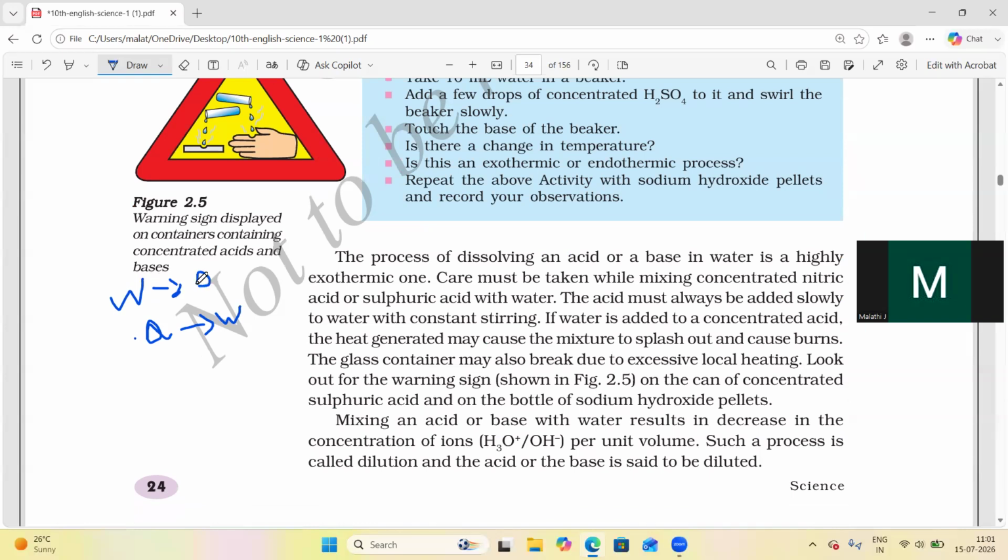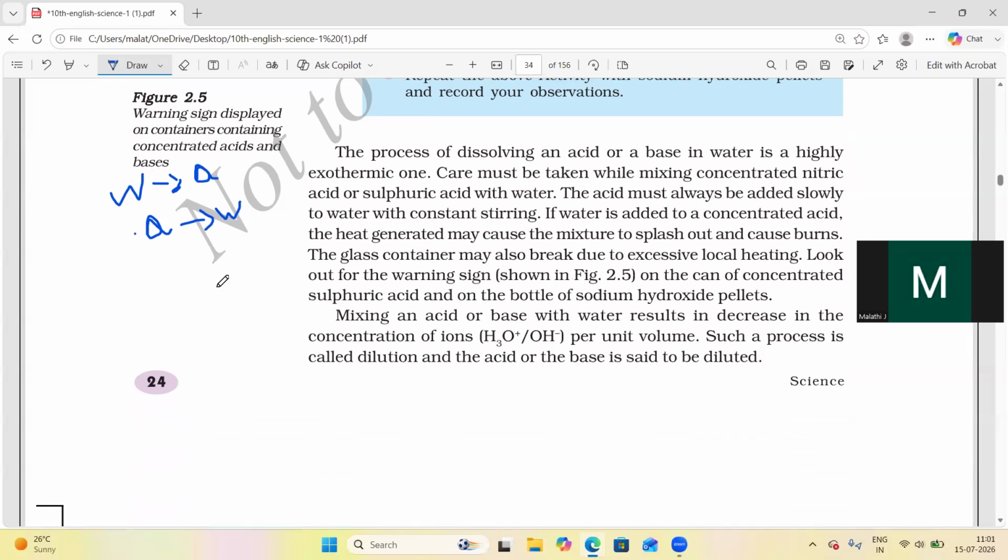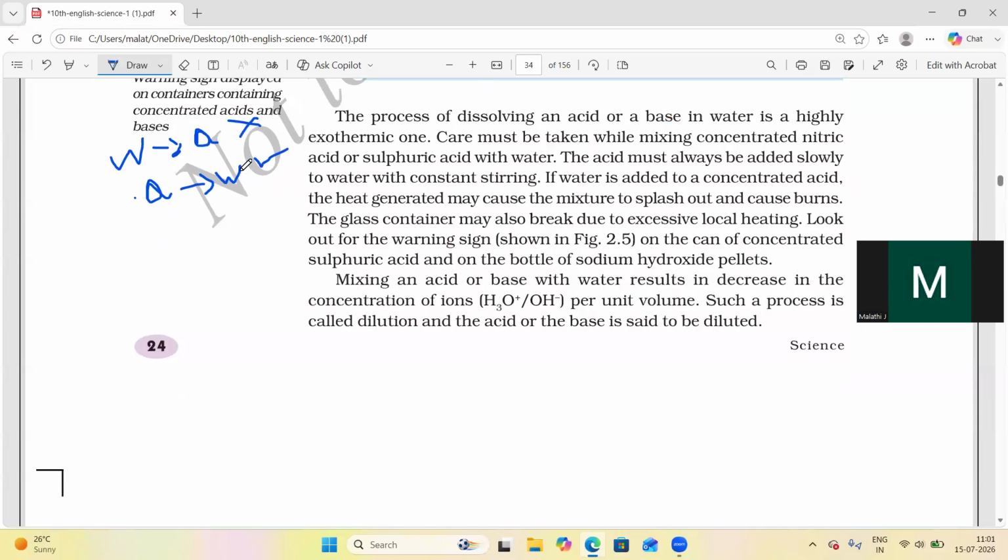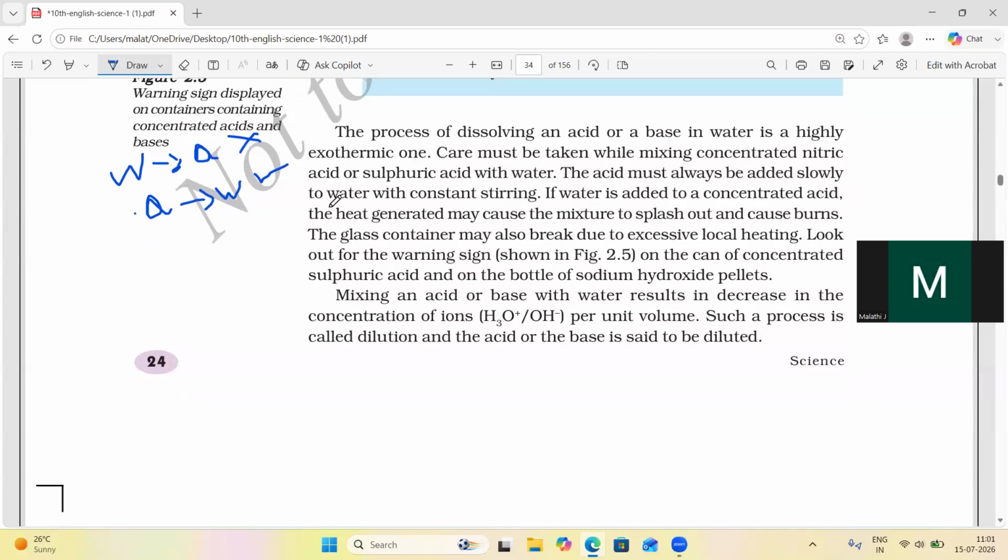Here is one more question they may ask: how do you do dilution? When acid or base is mixed with water, it is highly exothermic. If you add acid into the water or water into the acid, which is the correct way of doing dilution? You have to add acid into the water drop by drop. You should not add water directly into the acid. What will happen?